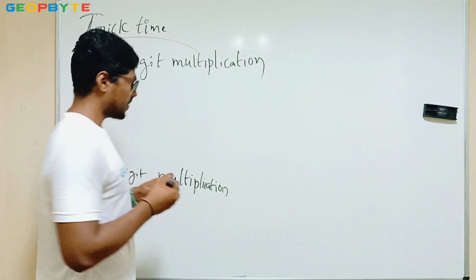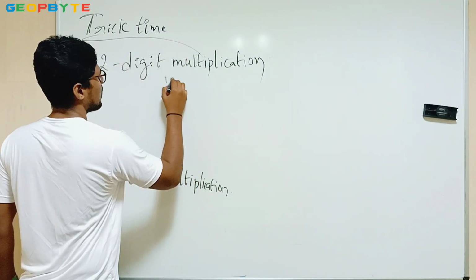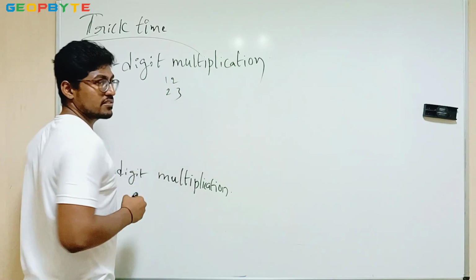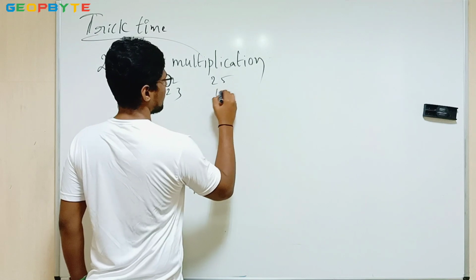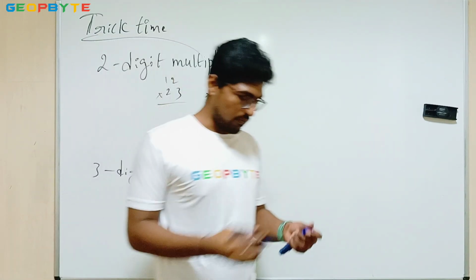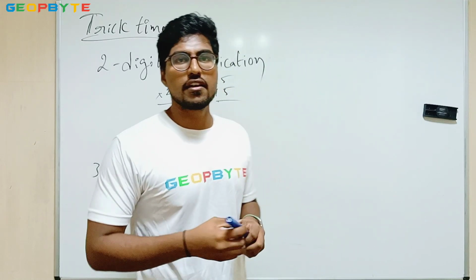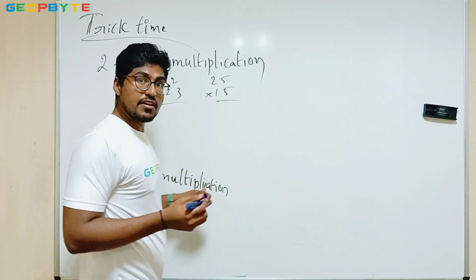So we know that we can take any number. Let's say I take 12 and 23, or 25 and 15, something like this. I have to multiply in a traditional way, and it is going to take much time. So I am going to give you a trick. I am going to give a little more trick.